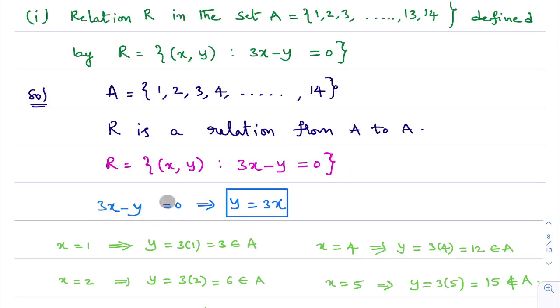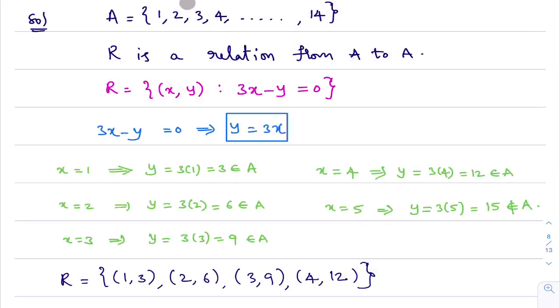You take minus y to the right hand side, it will become plus y. Y equal to 3x, correct? So the same thing I wrote, y equal to 3x. In place of x, you take 1. You put x equal to 1 in this. Y equal to 3 into 1, that is 3.